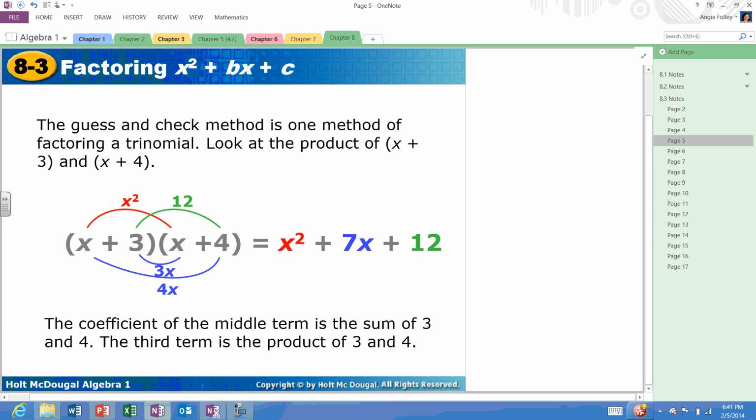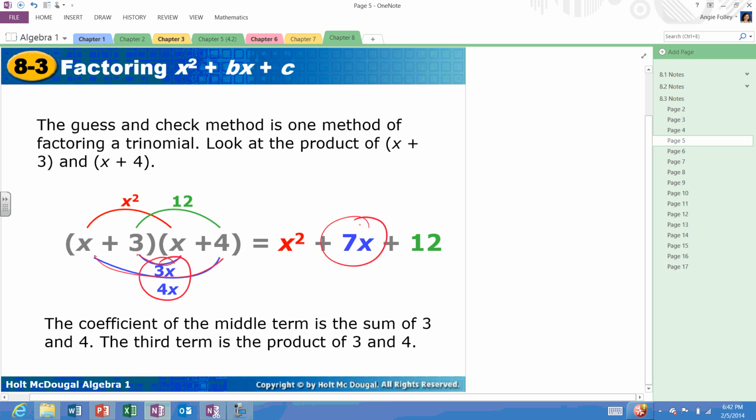So if we FOILed this out, okay, our inner and our outer terms, we would have 3x and 4x equals 7x. The coefficient of the middle term is the sum of 3 and 4, right? We have the middle added together. And this last term are these two multiplied together. So we need to remember that this last term are these two multiplied together, and the middle term comes from adding the inner and the outer together.